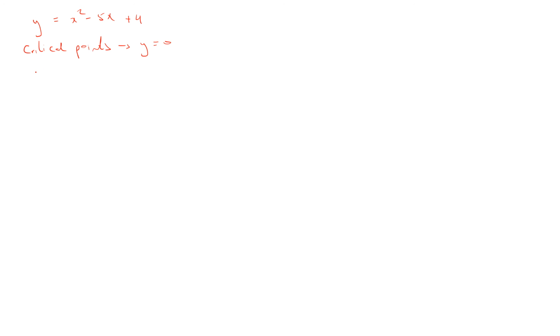So to sketch it, remember, critical points first of all. Y equals 0, okay? That means that x squared minus 5x add 4 equals 0. And this already is a nice quadratic. It's got positive x squared. This will easily factorize to this. So that means that x equals 1 and x equals 4 are the critical values.